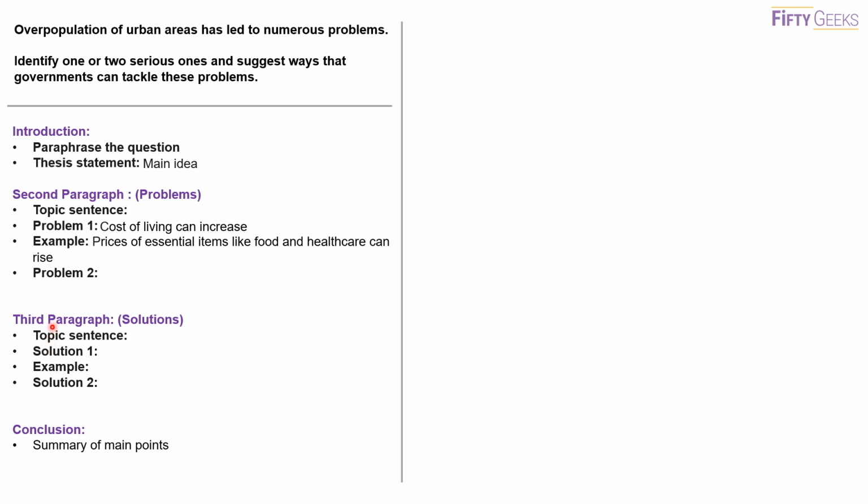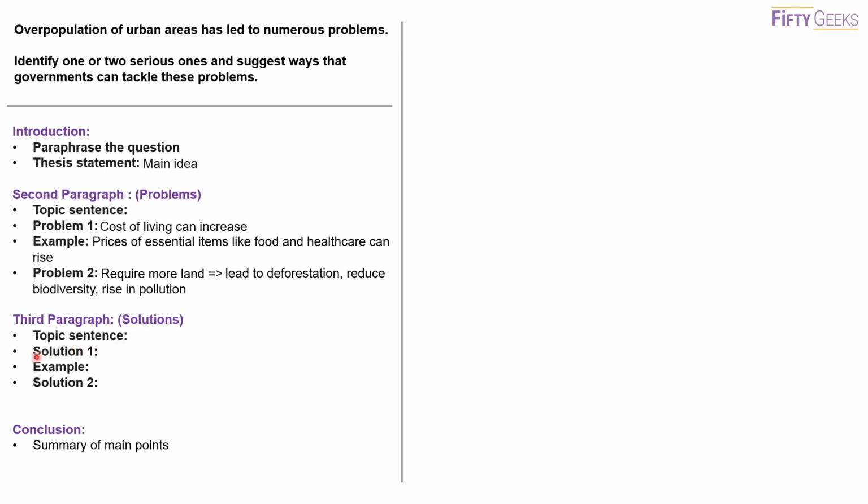Then I will write about another problem of overpopulation that might affect the environment. I can think of more people may require more land to construct homes in order to settle the human population, and this may lead to deforestation, reduced biodiversity, and rise in pollution. After this, I will write the solutions to these problems in the third paragraph. Again, I will write the topic sentence.